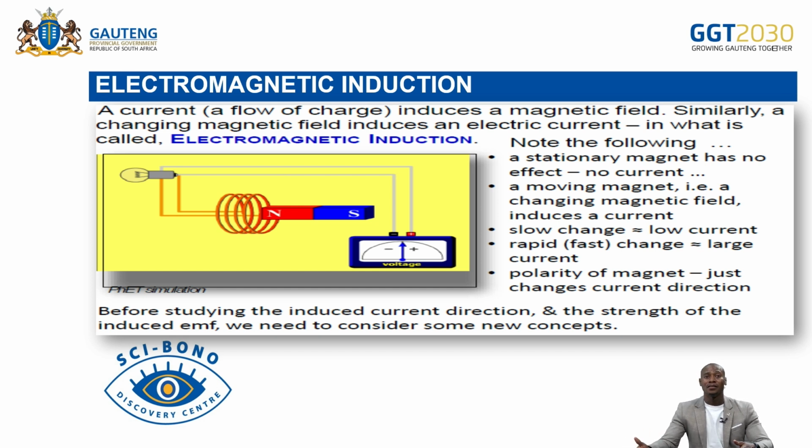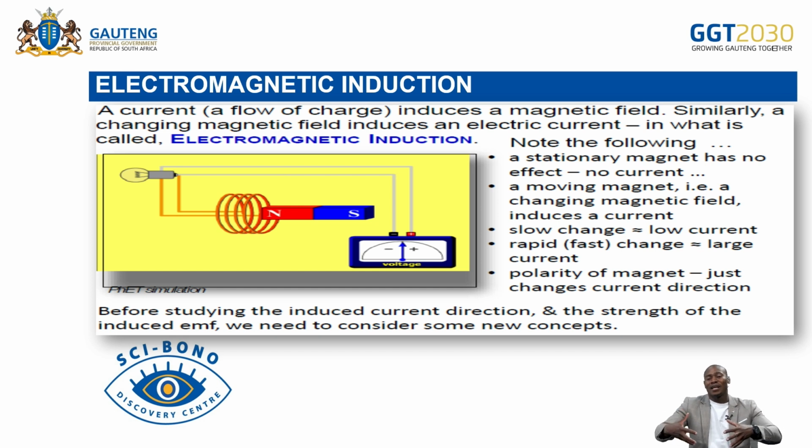So when you talk of electromagnetic induction, we are inducing current in a conductor using the magnetic field, or using not just the magnetic field, but the changing magnetic field. So a changing magnetic field induces the electric current.